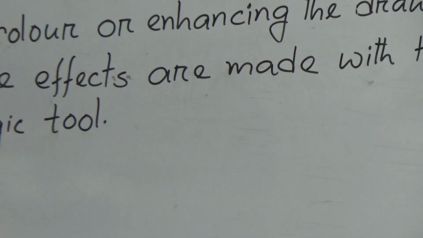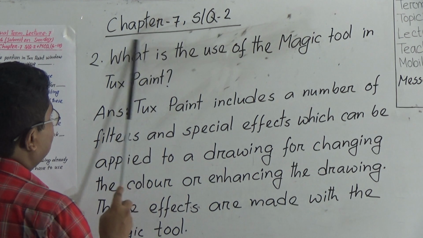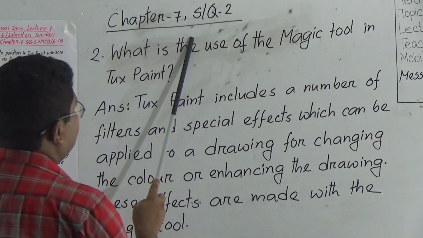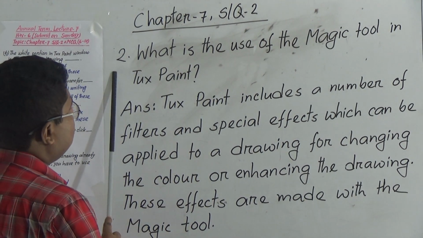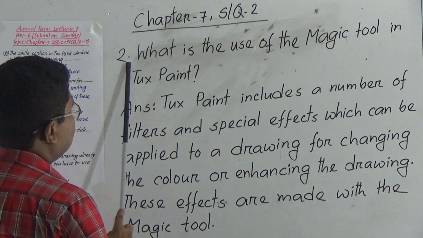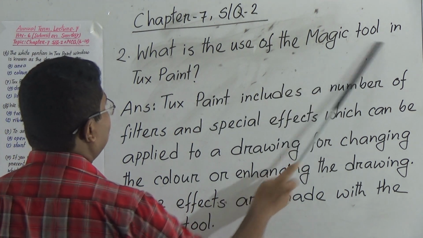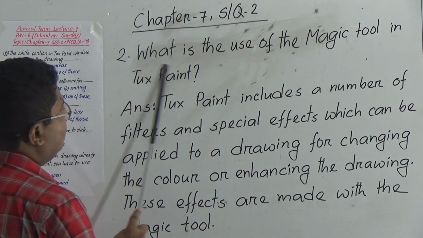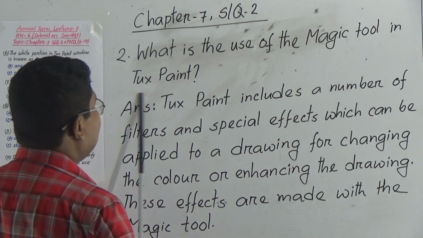So we are starting class. Chapter 7 is Q2. In the last class we did short question 1. Today we will learn short question 2, SQ2. What is the use of the magic tool in Task Paint?